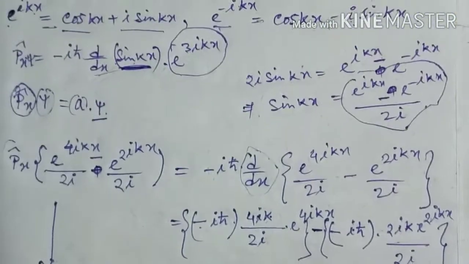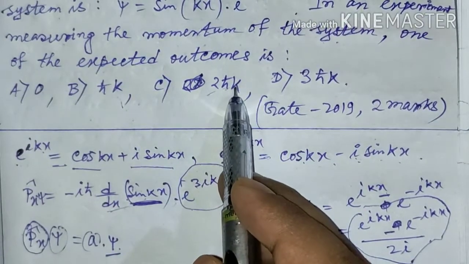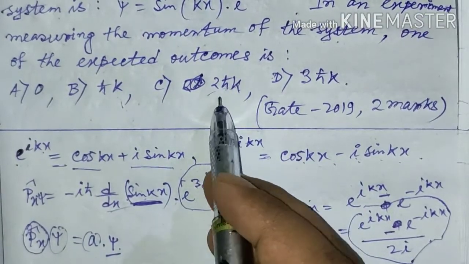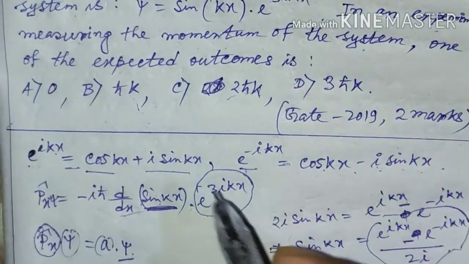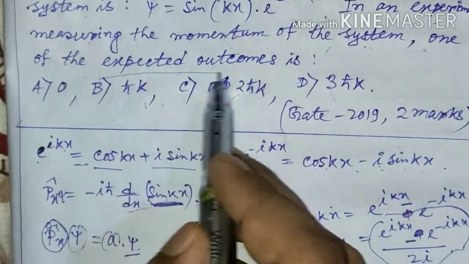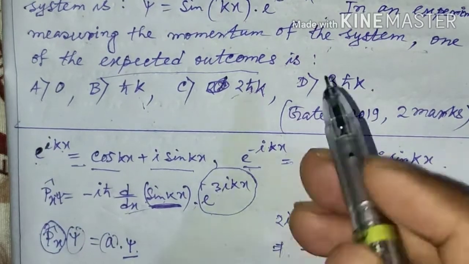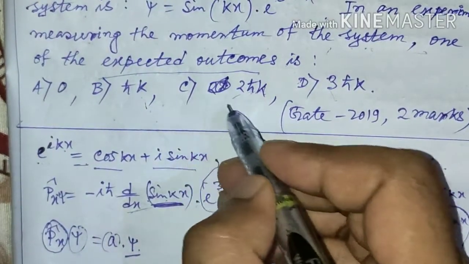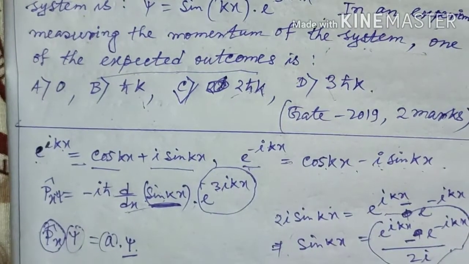Now among the given options we can see that only 2kħ is given, not 4kħ, the other outcome is not given, and you have to just say one of the expected outcomes of operating the momentum operator on the given eigenfunction. So we can say that this is one of the outcomes, 2kħ.